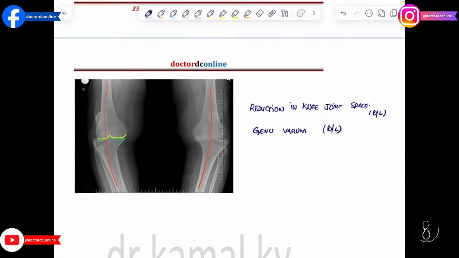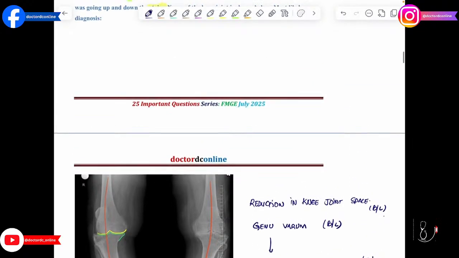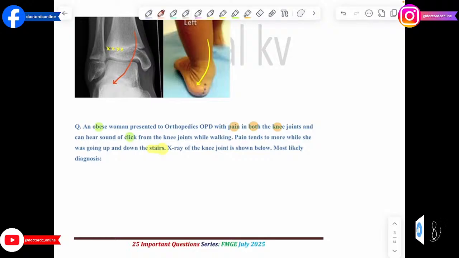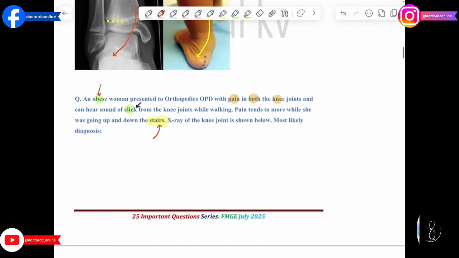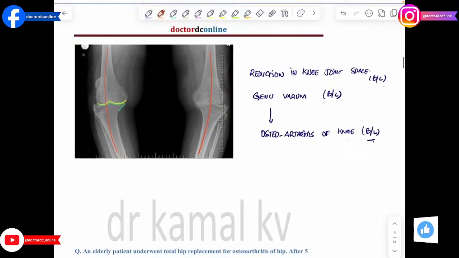And this is classical of osteoarthritis of knee joint, obviously bilateral in the given case. So the pain will tend to come when the patient goes upstairs or downstairs, and there will be some clicking sounds whenever the joint is moved, and classically seen in obese patients. So this is the classical description for osteoarthritis of knee joint.